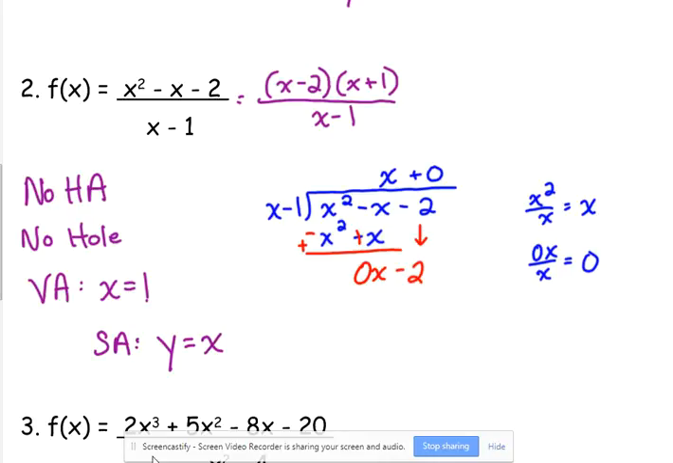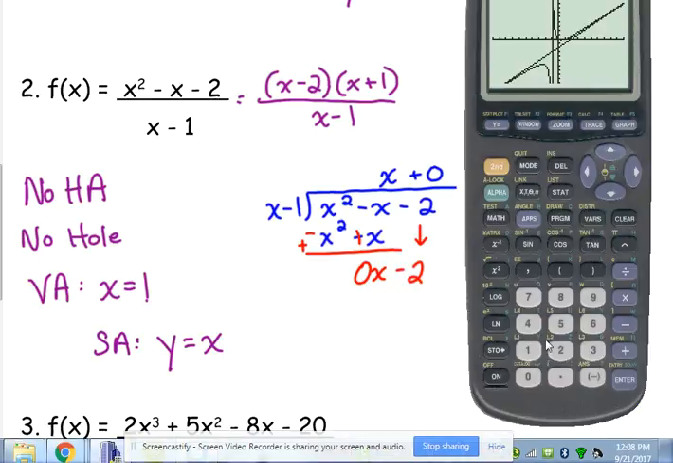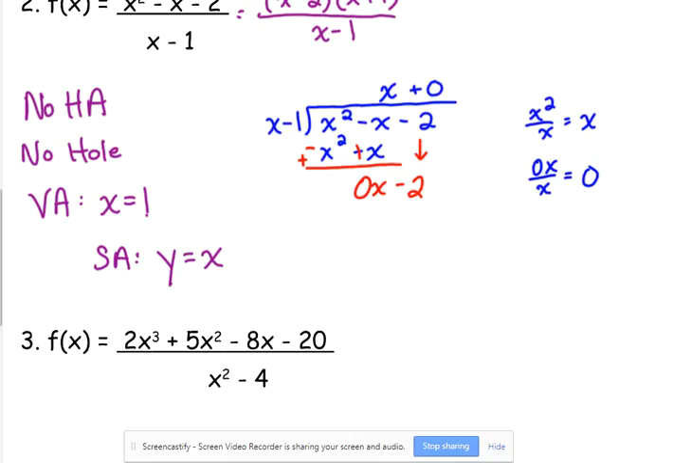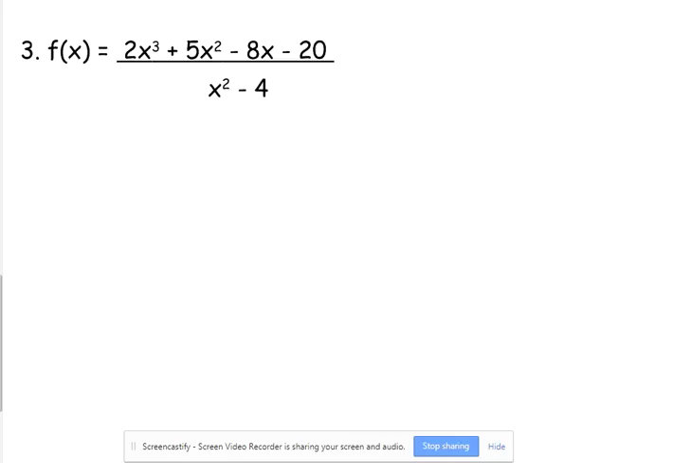Now, I don't know about you, but that makes me a little nervous that that canceled, so I'm going to check it. x squared minus x minus 2 over x minus 1. This is a really good way to catch simple mistakes. So here's our rational function, and there's the slant asymptote. It fits perfectly right along that groove, so we're good. All right, one more.